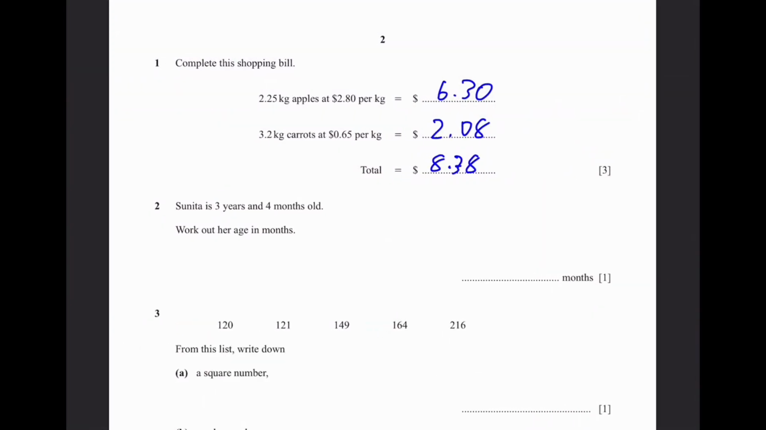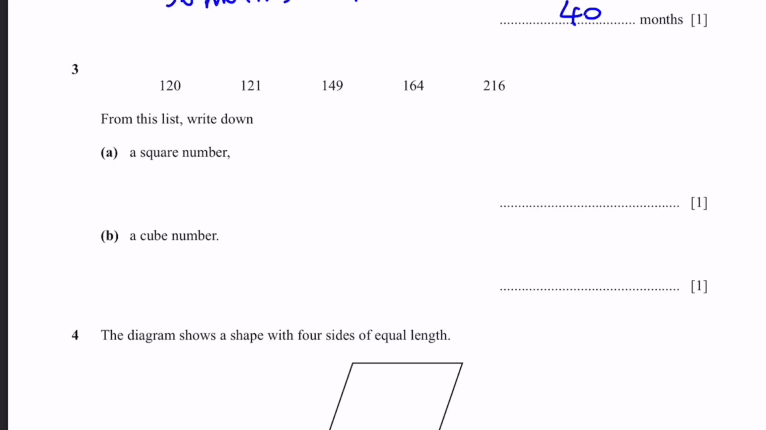Sunita is 3 years and 4 months old. Work out the age in months. So 1 year is equal to 12 months. So 3 years and 4 months will be 36 months, which is 3 years, plus 4 months, which is equal to 40 months. That's the answer. Let's go to question 3.